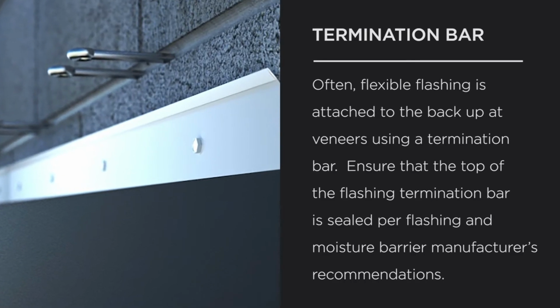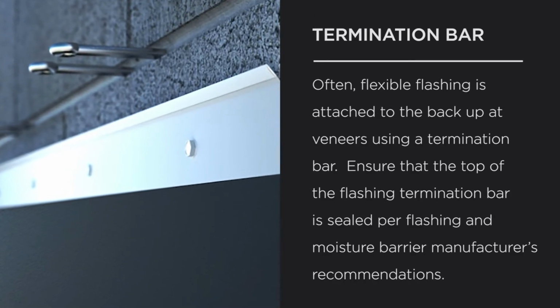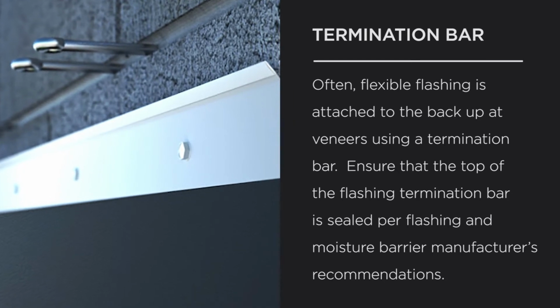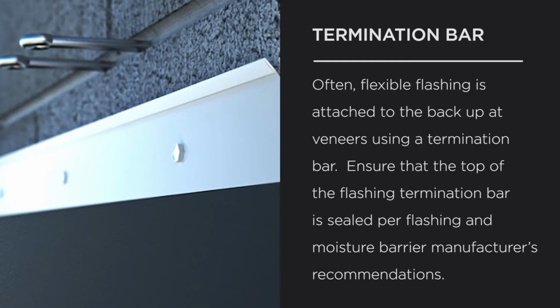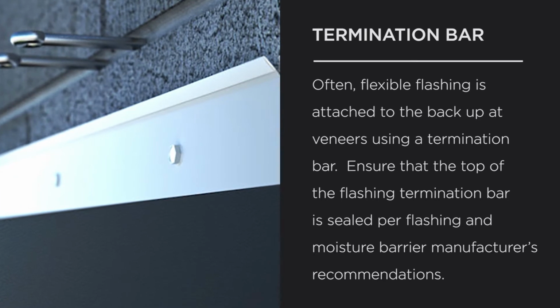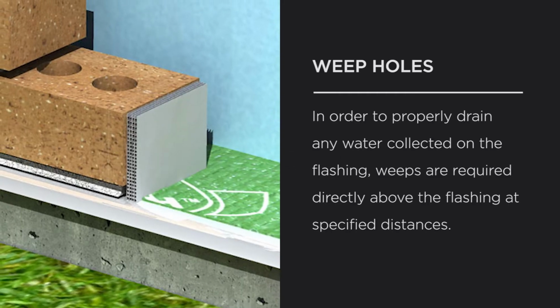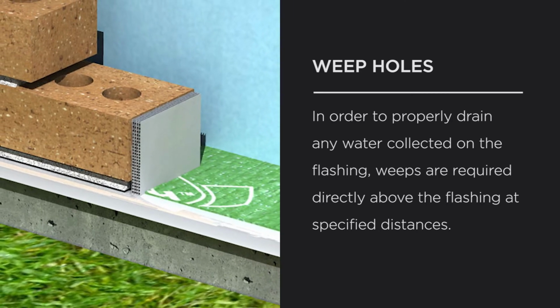Often, flexible flashing is attached to the backup at veneers using a termination bar. Ensure that the top of the flashing termination bar is sealed per flashing and moisture barrier manufacturer's recommendations. Weep holes. The type and size of weep holes are typically selected by the architect.